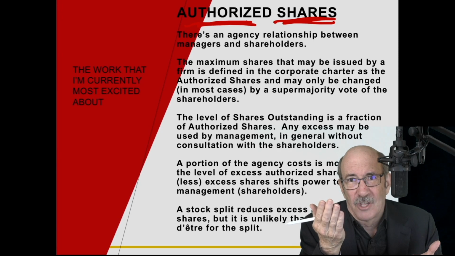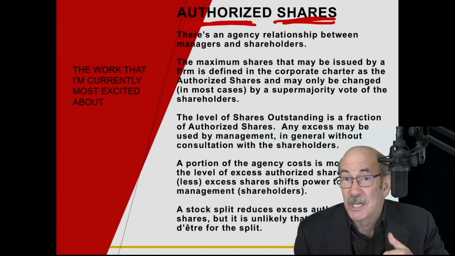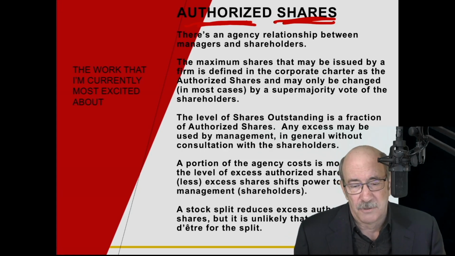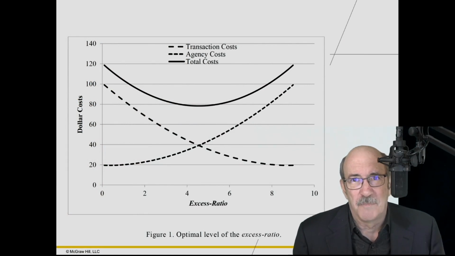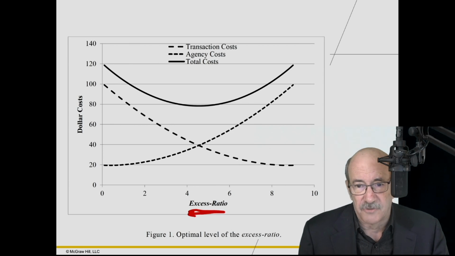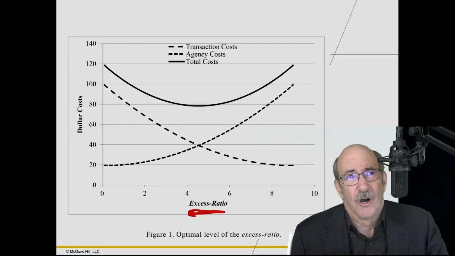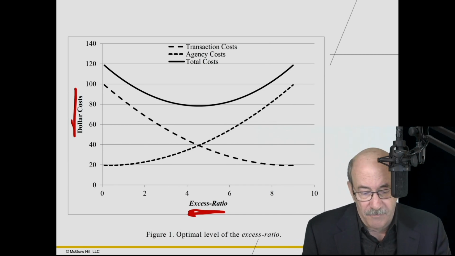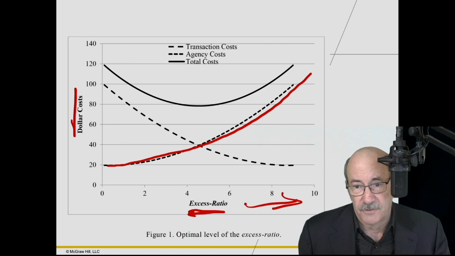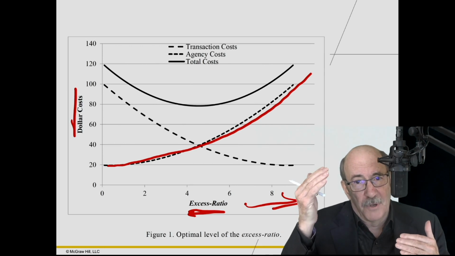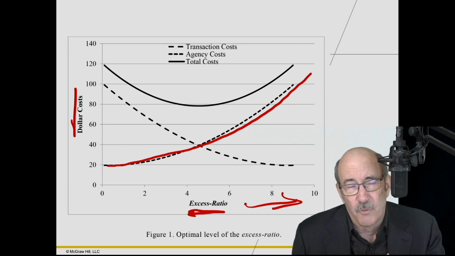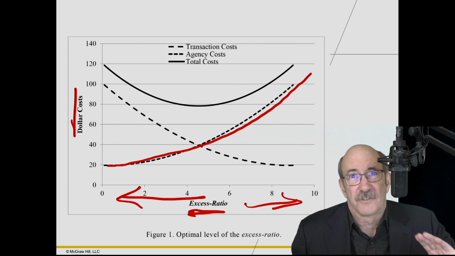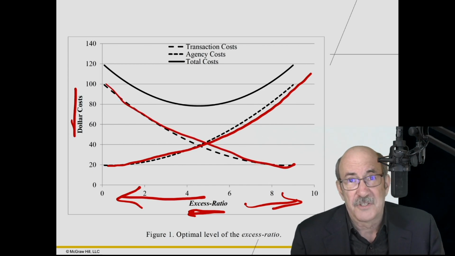As the amount of excess shares decreases, the power shifts back into the shareholders' hands, because if management wants to do any of these activities that require a lot of excess shares, they have to go back to the shareholders. And that can be easiest to see by this visual here, where down here we've got the excess ratio, how many times more authorized shares we have than what are currently outstanding. And then we have dollar costs over here on the y-axis. If you think of the agency costs going up as we increase excess ratio, in other words, management's got the upper hand here because they can do whatever they want without going back to shareholders and getting their approval. And then as excess ratio moves towards zero, or just the amount outstanding, the transaction costs go up.